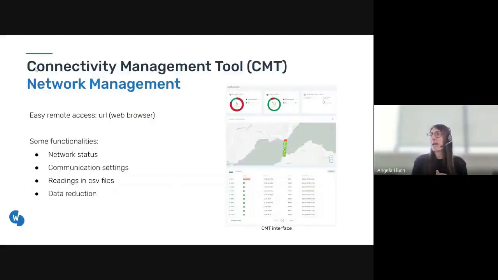Here we can see some of the functionalities that the Connectivity Management Tool can offer to the users. Among them, the main ones I would say are listed here. We are able to check on the status of the gateways and on the status of the loggers, whether they are all okay, connected, and operating well. We can also download any sort of readings in CSV files. We can also apply some formulas to convert raw data into data with proper engineering units. We can also change remotely the sampling rate of the devices.